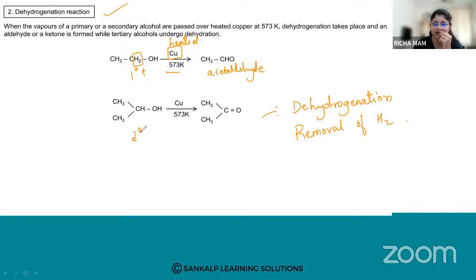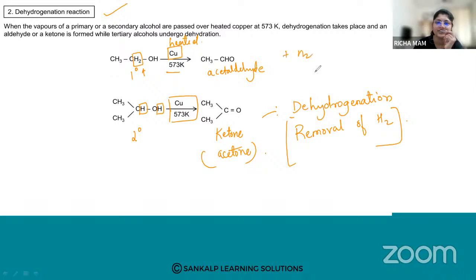Similarly, when we have a secondary alcohol and you treat it with copper and heat at 573 Kelvin, what are we going to get? We are going to get a ketone. So these two hydrogens are removed. It yields removal of a hydrogen molecule and we get a ketone. Which ketone is this? It is acetone. Plus hydrogen gas is liberated. So please make this note.